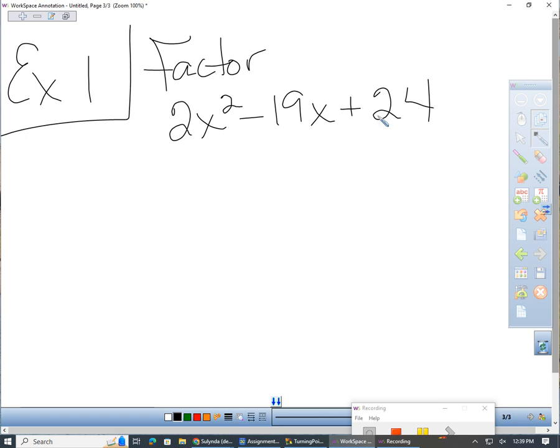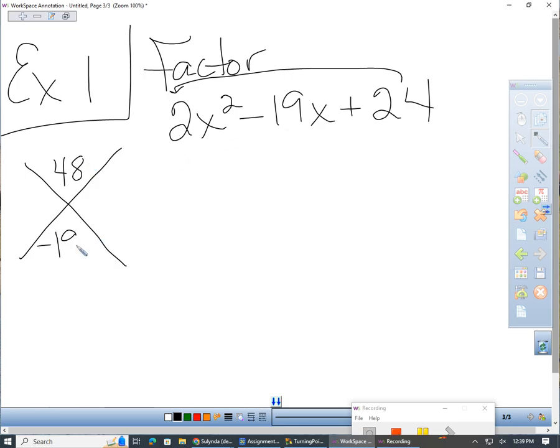All right, so first of all, is there anything I can take out of it? Nope. Okay, so I'm going to draw my x. Last number times my first number is 48. My middle number is negative 19. So I'm looking for two numbers that multiply to 48 but add to negative 19. Good. Negative 16 and negative 3.